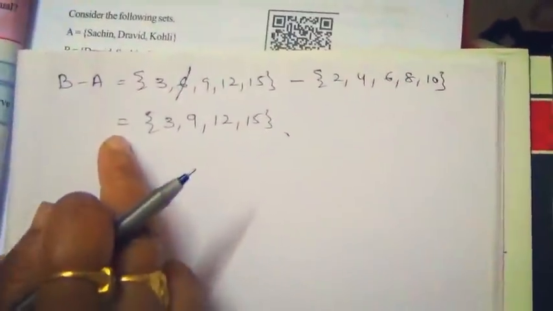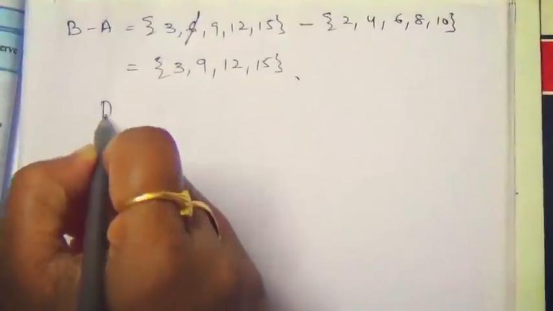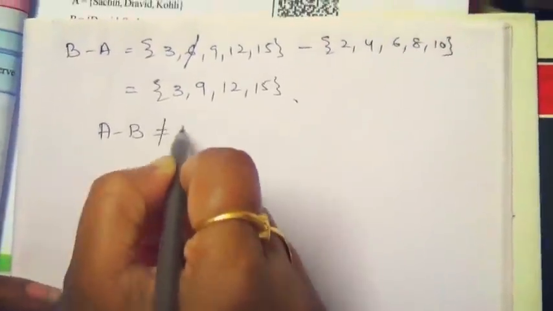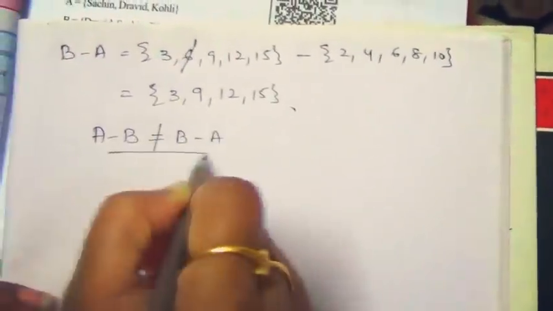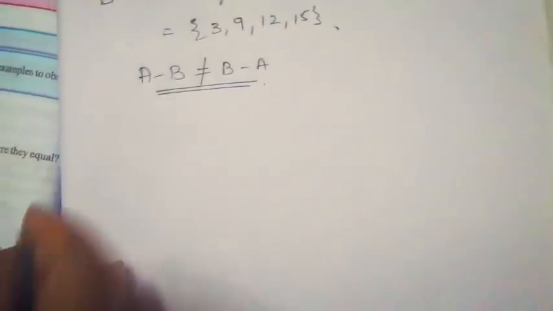Are A minus B and B minus A equal? No, these two are not equal. A minus B is not equal to B minus A. It was the solution of this third sum.